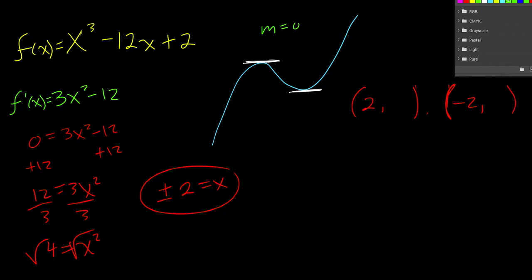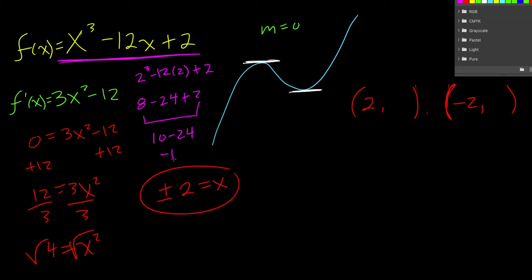Okay, now to find 2 points on the line, we're going to plug in each of these to the original. So I plug in a 2, I get 2 cubed minus 12 times 2 plus 2. 2 cubed is 8. This becomes negative 24. The 2 and the 8 become a 10. And I get negative 14.